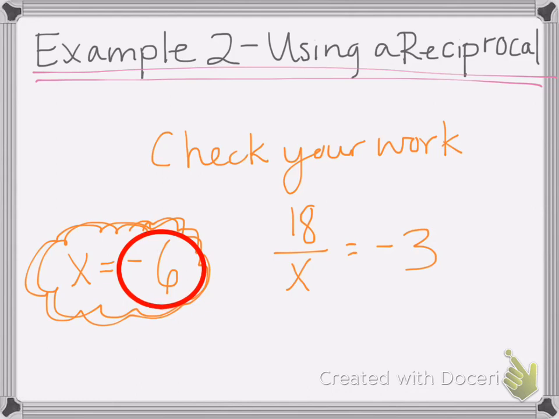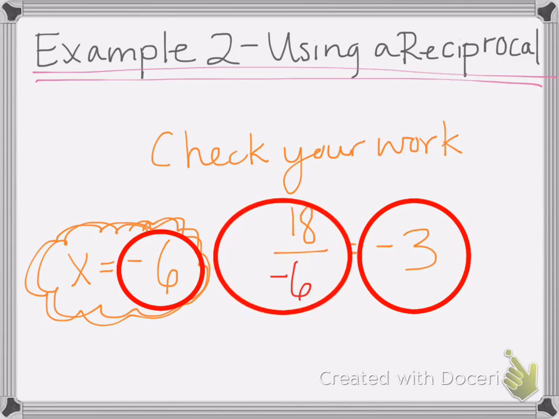Please plug your answer, negative 6, in as x. Because if you're telling me that x equals negative 6, then you're also telling me that this x can be substituted by negative 6. And if I do the work, it should also equal negative 3. Well, does it? 18 divided by negative 6? Yes, it does. You're in luck. So that's how you should be checking your work on these tests and quizzes and anything that you turn in to me, so that you know that your answer is correct.